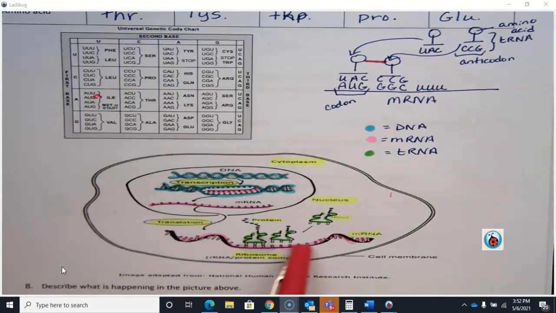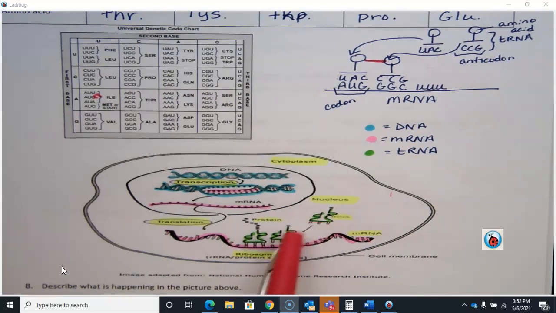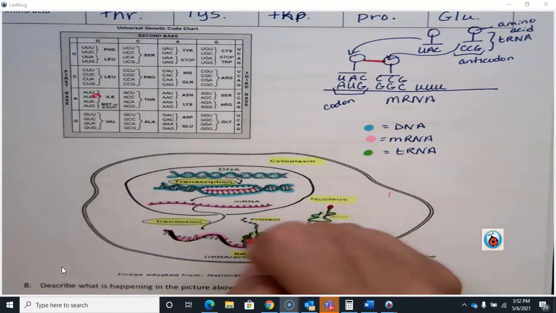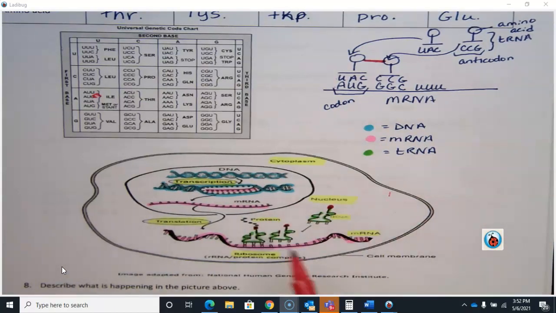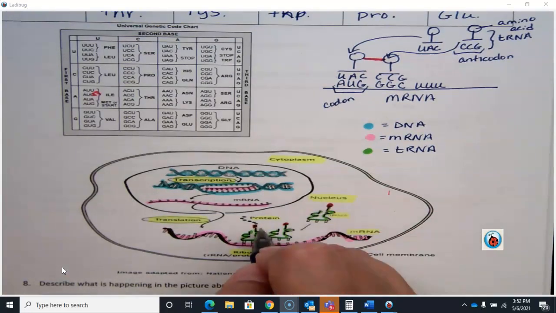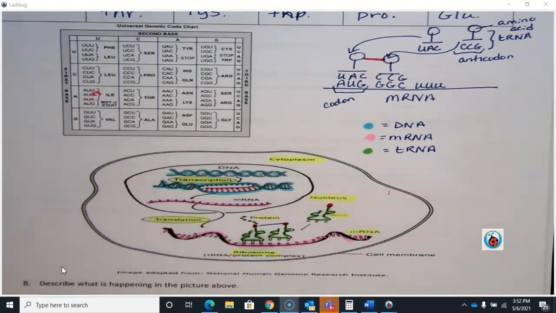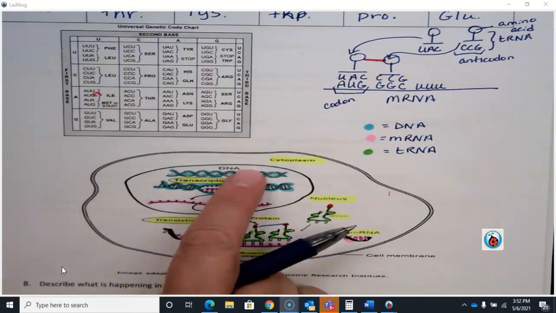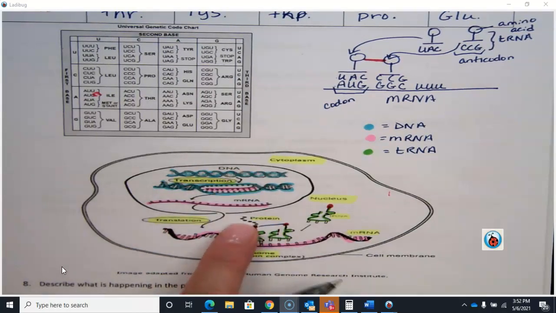So the pink is my mRNA. And again, these three triplets are codons. Here are my transfer RNAs. And these are amino acids. Okay, so all these circles are amino acids. When the two amino acids get side by side after the anticodon base pairs with a codon, remember a peptide bond will form between them. Okay, so again, this is transcription, the making of mRNA from DNA. The making of the protein from mRNA is translation.